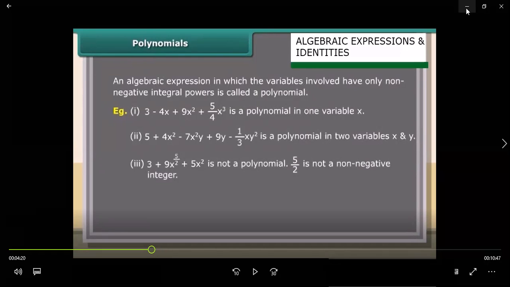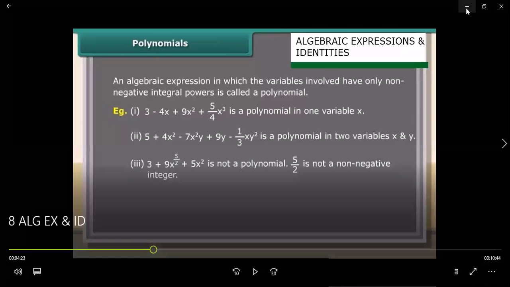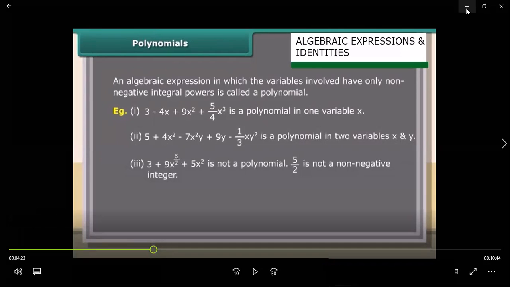So if the power is a fraction, that will not be a polynomial. You have to make sure that the powers of the variables should not be negative and should not be fractions also. Got it? Basically 5 by 2 is not a non-negative integer. If it were 6 by 2, then we can cancel out and we'll get 3. That's an integer. But in this case, it is 5 by 2, which gives 2.5, so that's not an integer. It is basically a rational number.